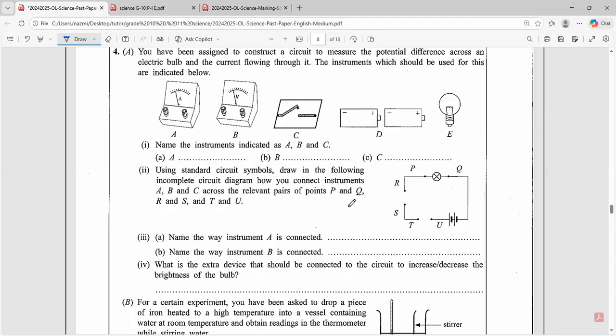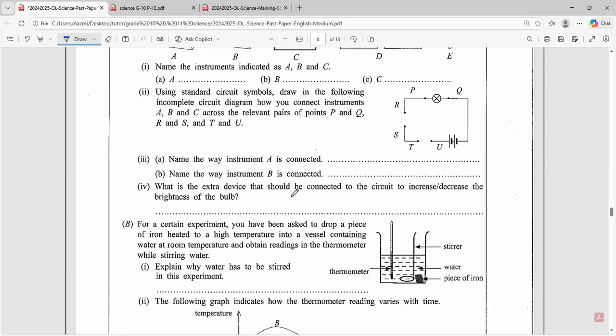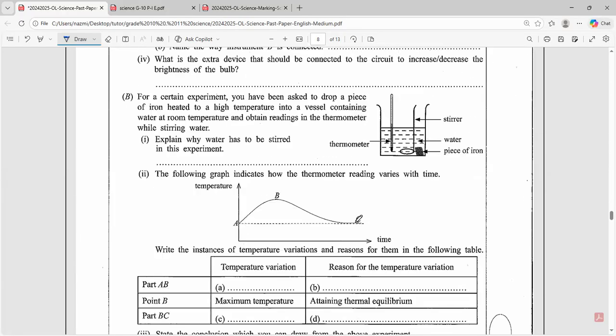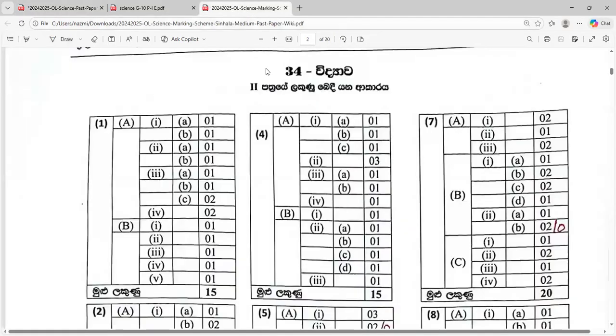So how is instrument A connected? Series. How is B connected? Parallel. Extra device that should be connected to the circuit to increase or decrease the brightness of the bulb? Here put a resistor. Correct. If you put a greater resistance, you can decrease the brightness. If you put a lower resistance, you can increase the brightness. Now for Roman number 3, A part 1 mark, B part also 1 mark.